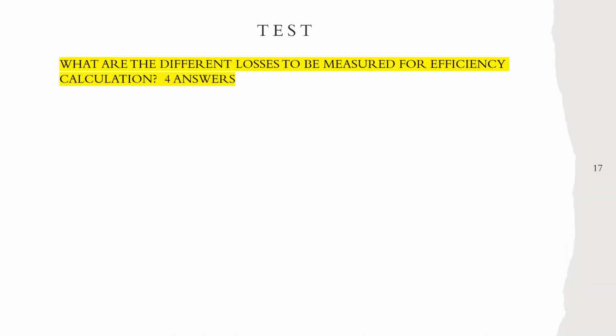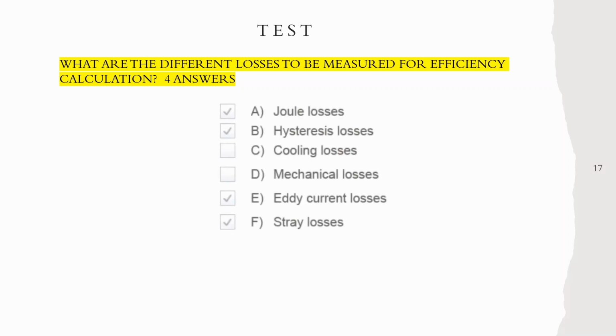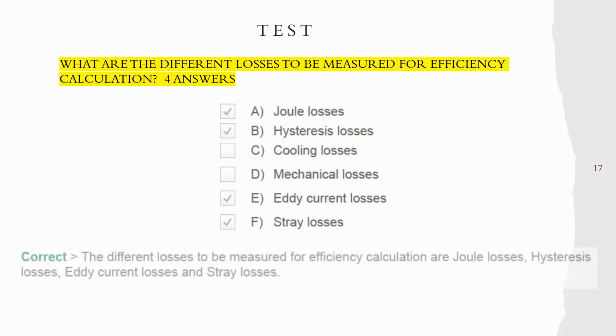So what are the different losses to be measured for efficiency calculations? There are 4 answers in that. A, Joule losses, hysteresis losses, eddy current losses, stray losses. Okay?